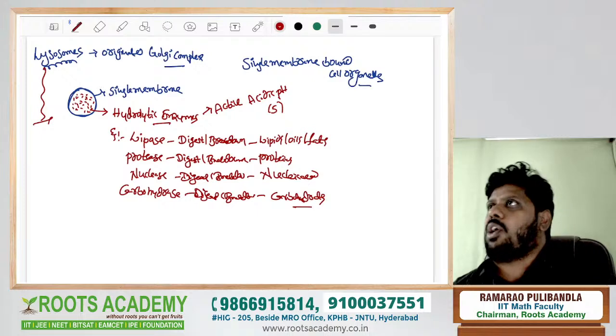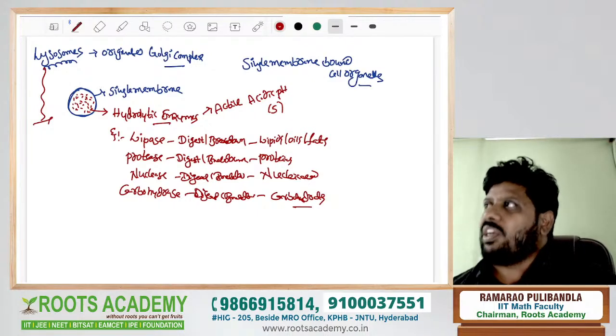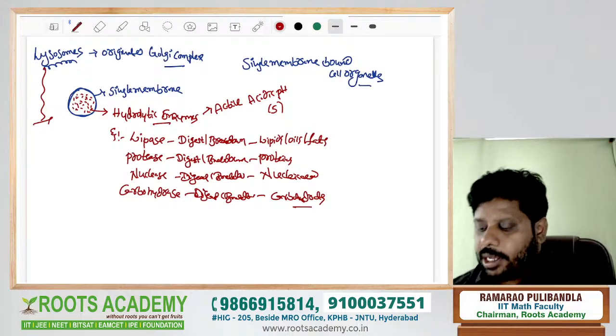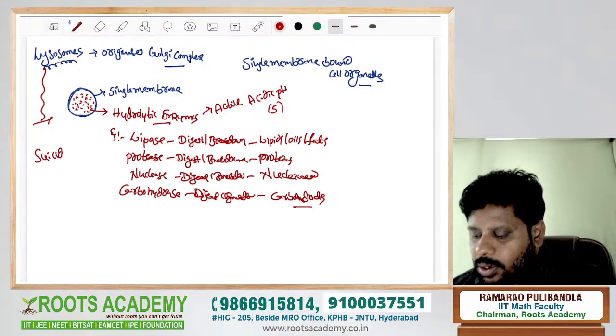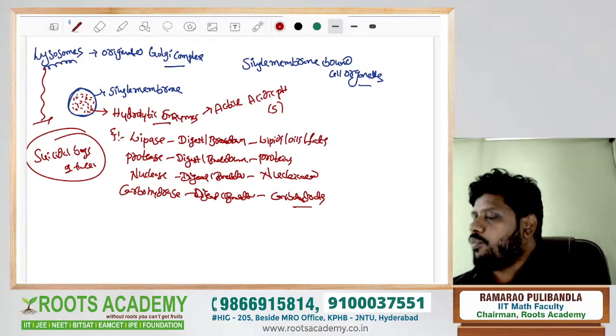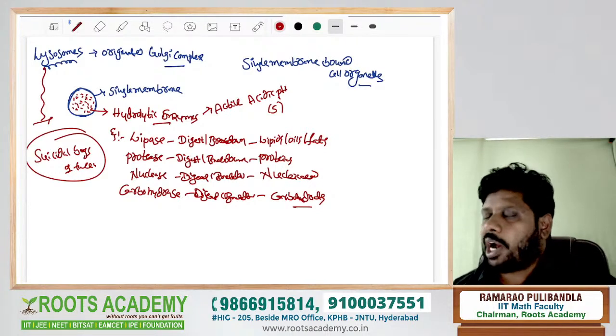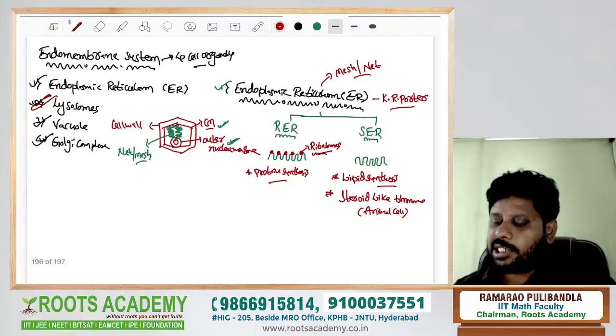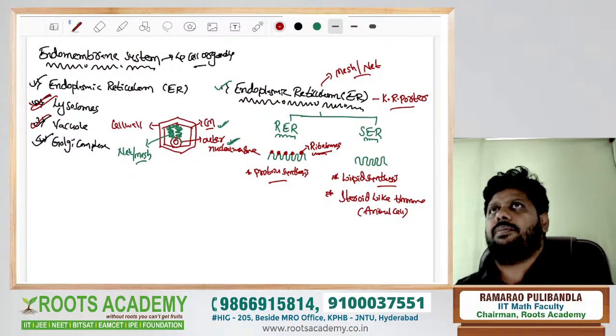Starvation condition means lack of food material, lack of availability of food material to the plant. At that time these lysosomes undergo rupture. That's why it is called the suicidal bag of the cell. During the starvation condition, when food materials are not available to the cell, lysosomes undergo rupture. That's why lysosomes are considered the suicidal bags of the cell.